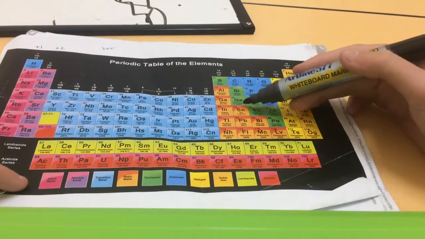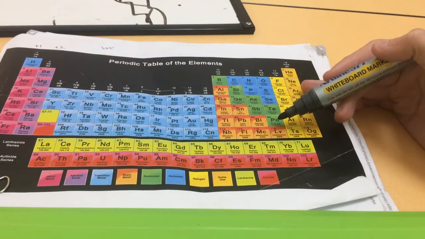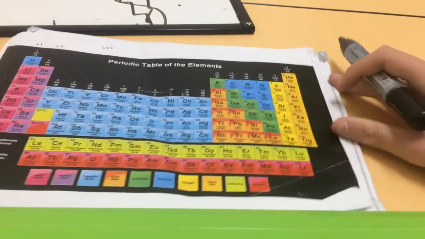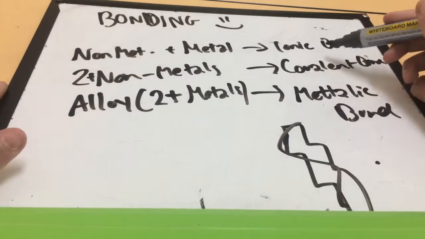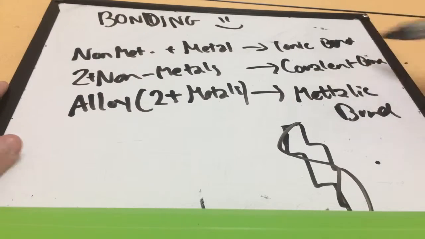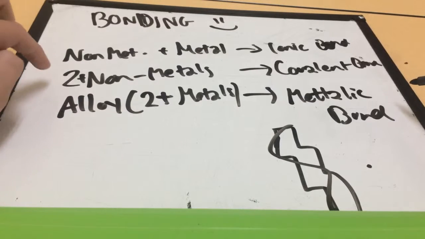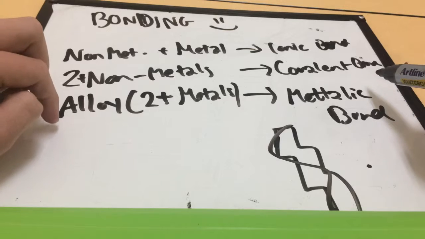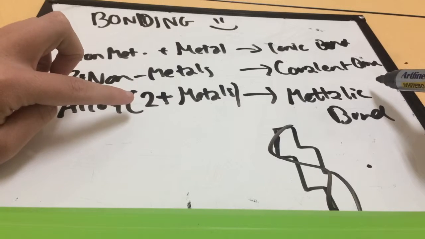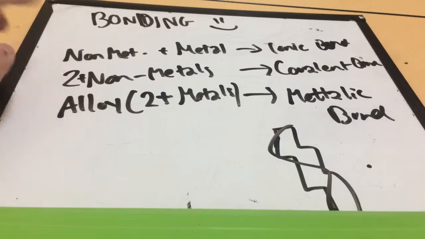Now, what are the green ones then? Well, don't worry too much, but they're called metalloids. They're like a combination of the two. So that's where they draw the line. If you put a non-metal and a metal, they're called an ionic bond. They involve ions, like we learned in the last one. Two non-metals is a covalent bond. And then we put an alloy, which is two or more metals. That's a metallic bond.